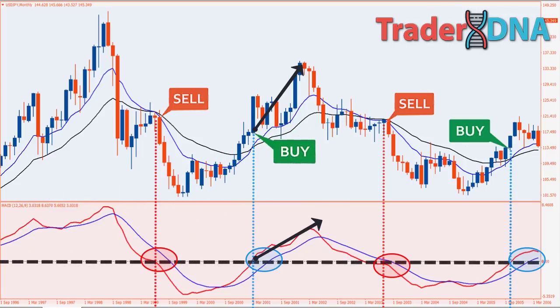Likewise, whenever the MACD line crosses the zero line below, from above, it is interpreted as a bearish signal, signaling that the price is likely to fall. The further away the MACD line is from the zero line in this case, the stronger the bearish signal.